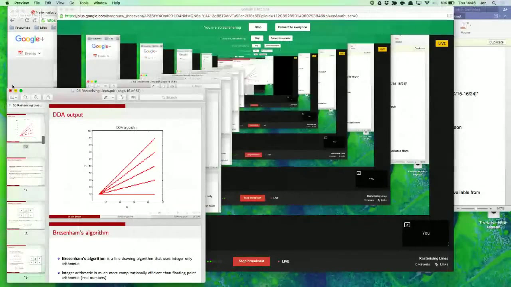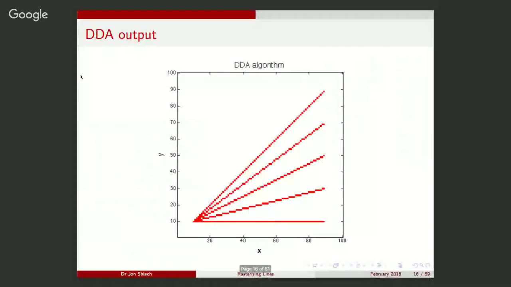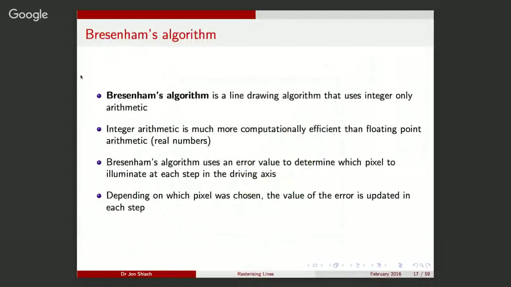Then I just have to resize this. Okay, DDA, very, very simple, very, very easy. We don't use it. Okay, so, well, actually, we do use it in some cases, but there is a better one. Okay, and this better one is one which you're going to do for your assignment. This is called Bresenham's algorithm.